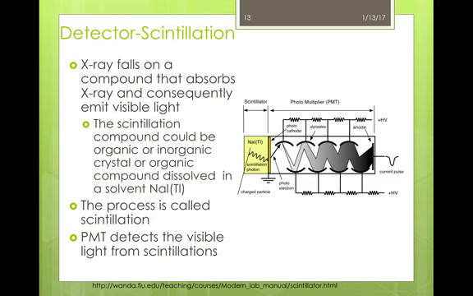During the actual detection, the X-rays are absorbed by a compound that then emits visible light. This process of converting X-rays to visible light is called scintillation. The scintillation compound can be an organic or inorganic crystal, or an organic compound dissolved in a solvent of sodium iodide activated with thallium. A photomultiplier is used to detect the visible light from the scintillations. The photomultiplier detects photons and then produces a proportional electrical voltage, which is the actual source used by the computer to create your output.